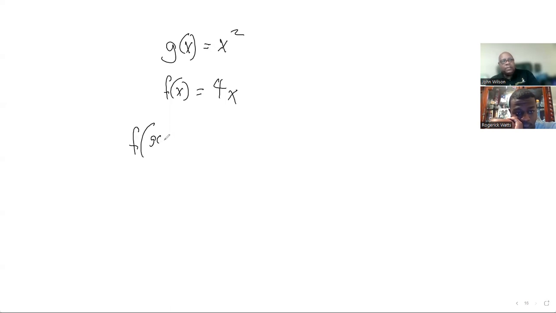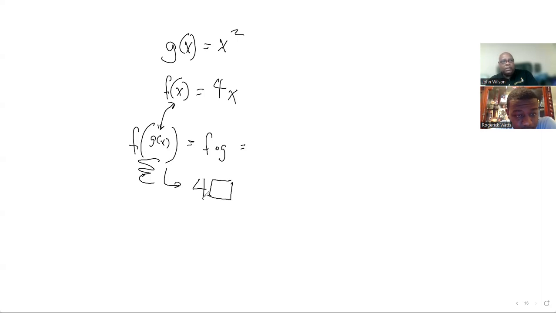F of g of x means anywhere I find x, I put g of x, right? That makes sense. So the f of g of x, you might have written it like this. I don't know what people are doing. FOG, or do they do this? I like the OG way over here. But f of g of x is what? It's take f of x, 4 times something. But what's the something? X squared. So it becomes 4x squared.